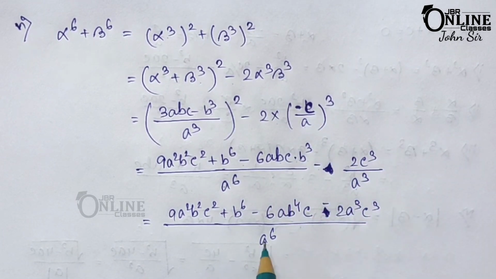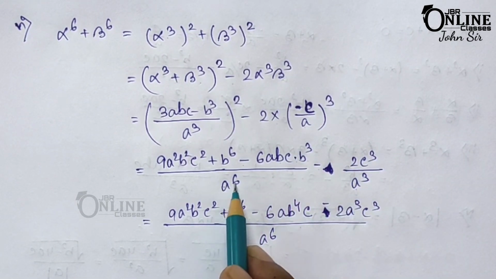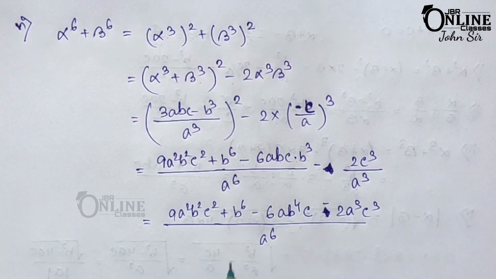So as here a to the power 6, a cube, so a6 is the LCM. So 9a square b square c square plus b to the power 6 minus 6a b to the power 4 c minus 2a cube c cube as your answer.